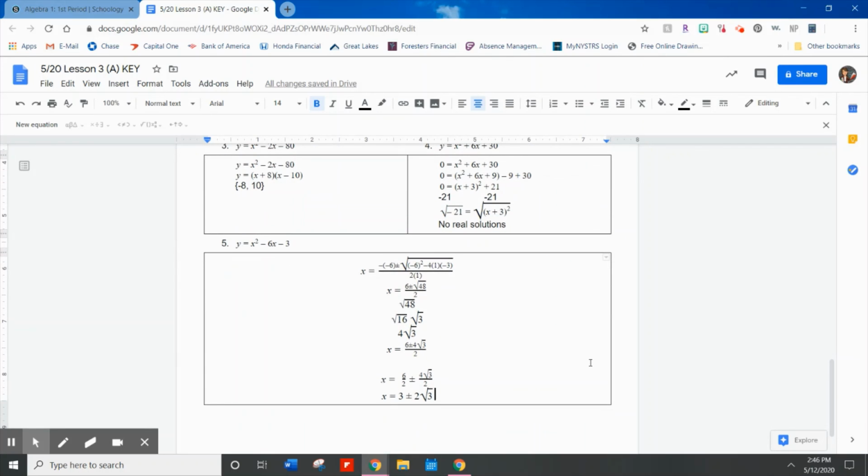And number 5, I decided to do the quadratic formula. You can also do completing the square here. And this one was one that we do have solutions. However, you did have to simplify the radical. We had radical 48, and then simplify your final answer to 3 plus or minus 2 radical 3.